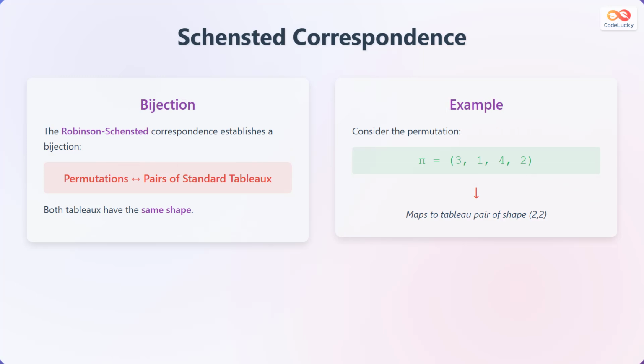The Schensted Correspondence establishes a bijection between permutations and pairs of standard tableaus. Both tableaus have the same shape. For example, consider the permutation pi equals 3, 1, 4, 2. This maps to tableau pairs of shape 2, 2.